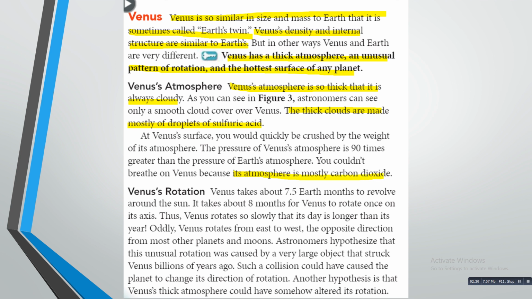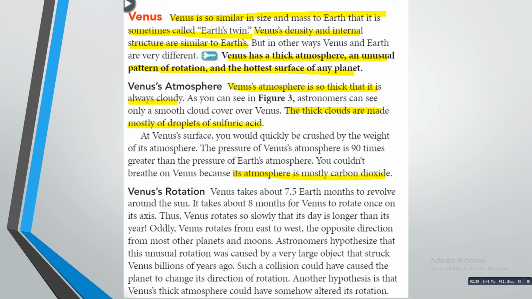Then, one big difference between the atmosphere of Earth and Venus is that the atmosphere of Venus is mostly made of carbon dioxide. As you know, we have already studied Earth and its atmosphere and the different layers of the atmosphere. It's a mixture of different gases. But here in Venus, the atmosphere is mostly composed of carbon dioxide.